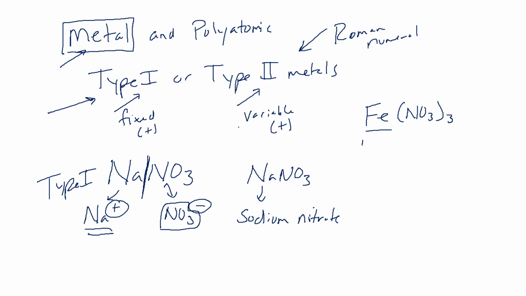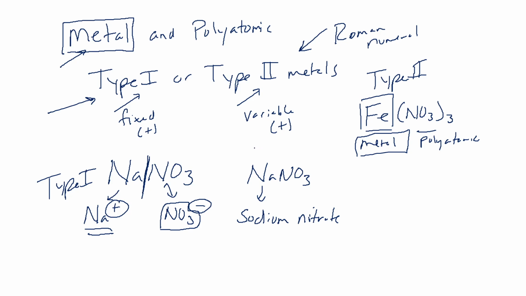Once again, metal, polyatomic ion, metal most important here. That is a transition metal, which means it's a type 2 metal. That means Roman numeral, and I need to figure out what's going on with the charge. So iron, I'm maybe not sure what it is. I do know my polyatomic ion here is nitrate, which is a -1 charge, again, like so.